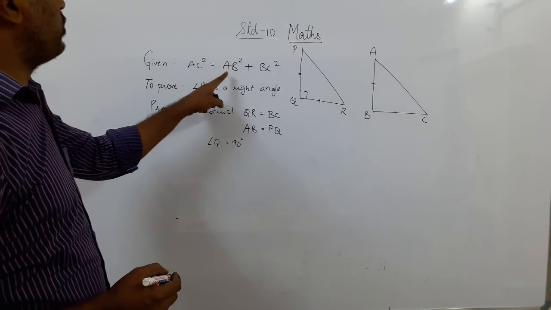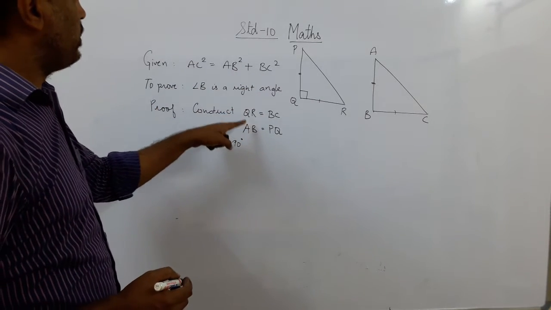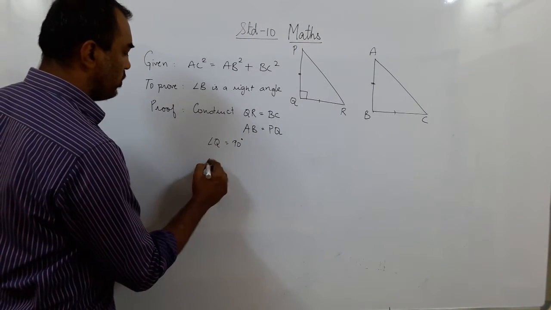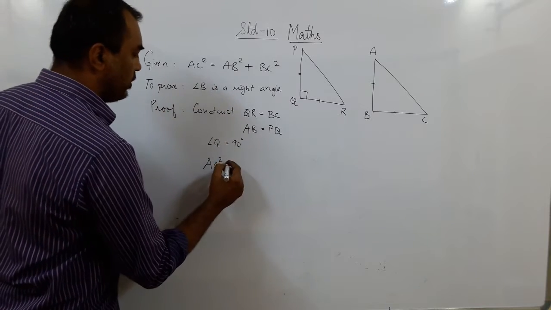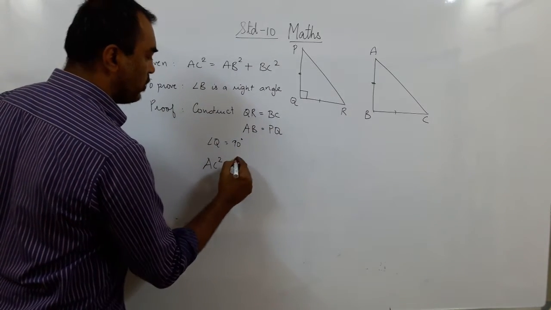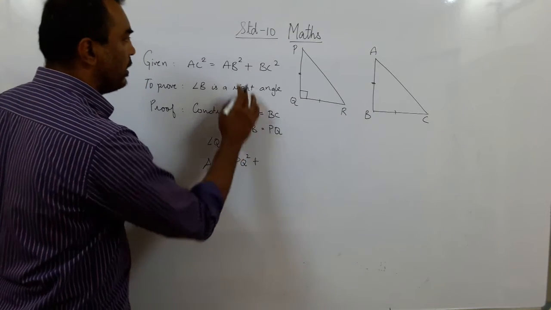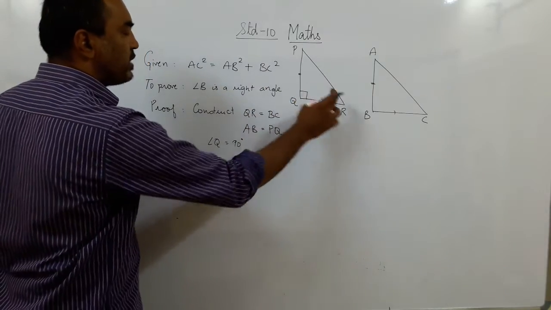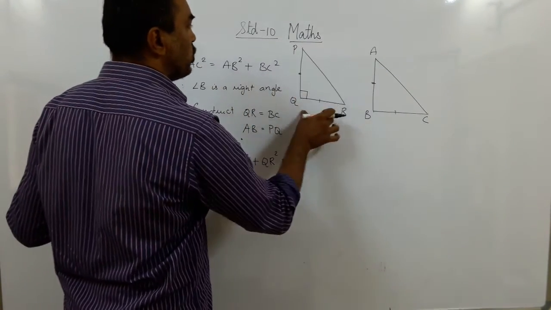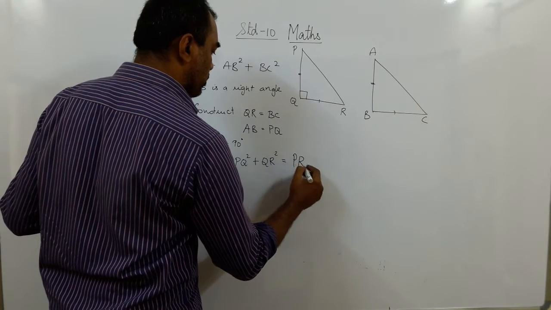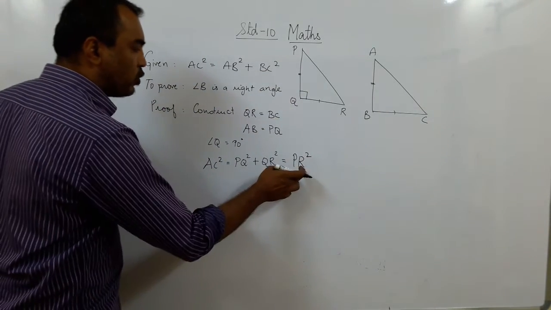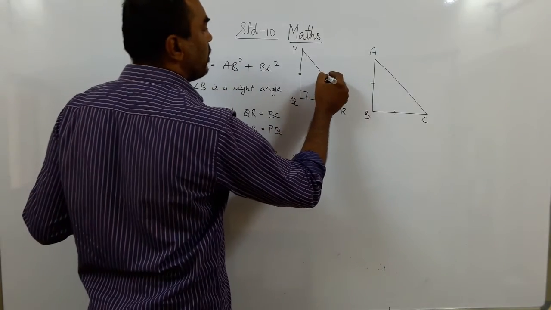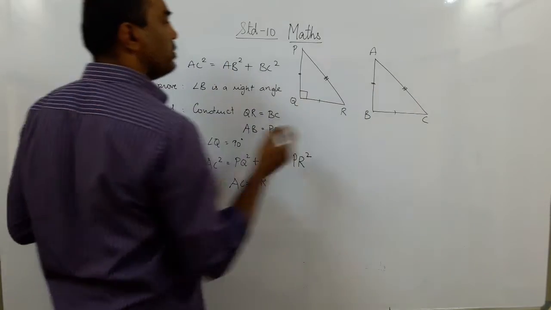Now we are given AC square equals AB square plus BC square. But AB equals PQ, so AB square is PQ square, and QR is BC, so BC square is QR square. This is a right angle triangle, so PQ square plus QR square is PR square. So if AC square equals PR square, then AC equals PR.